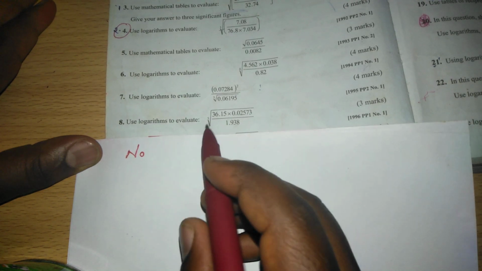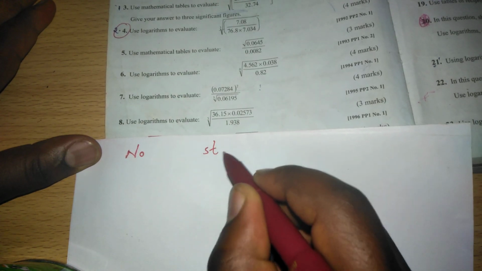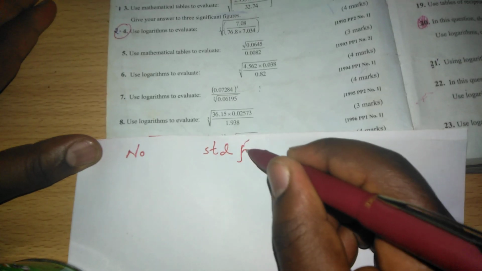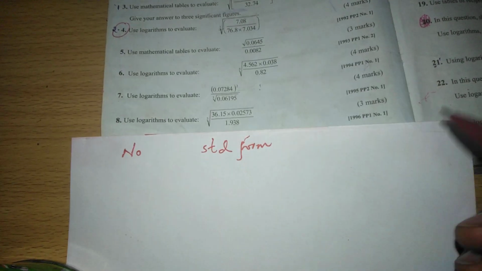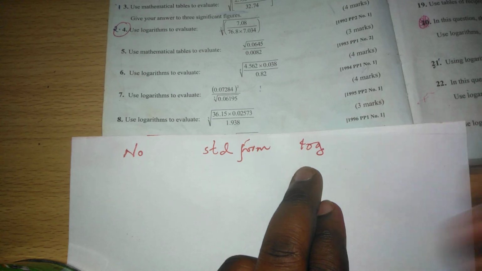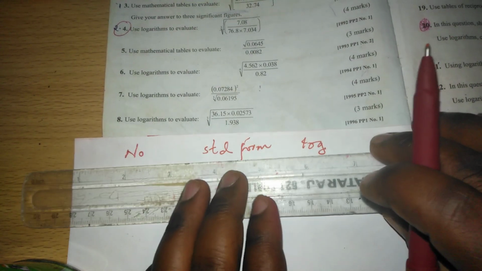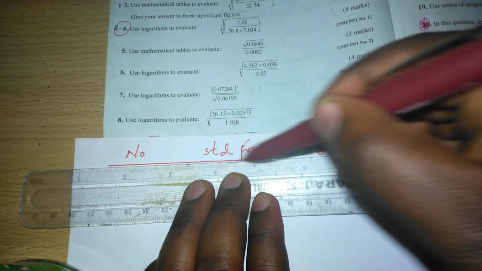1.938. So what we do here, for your work to be orderly, we first of all write the number, then we write its standard form, and finally the logarithm on this side, the logarithm on that side. So now we can answer the question now, by recording first the number.